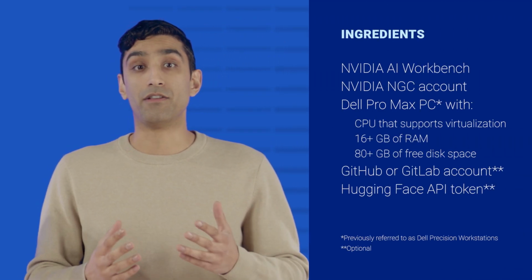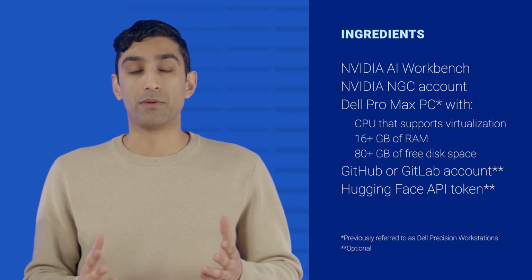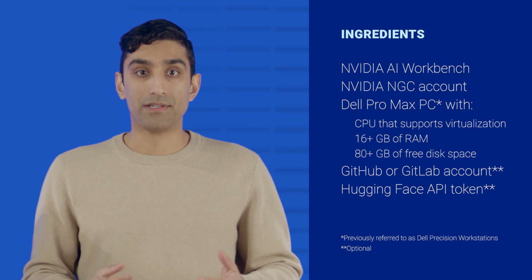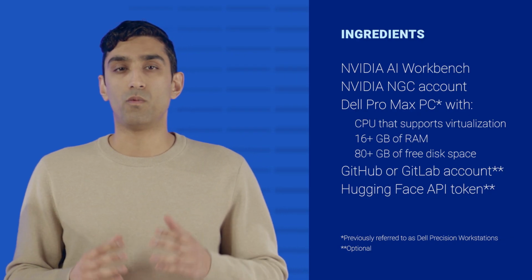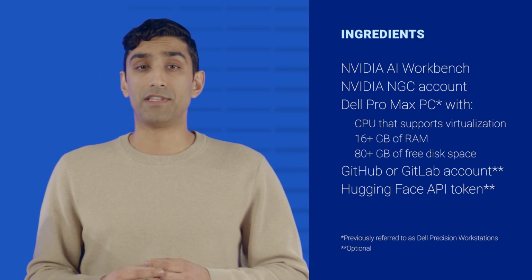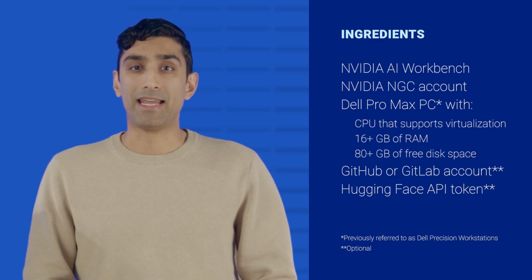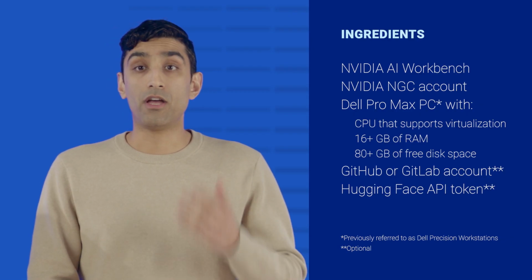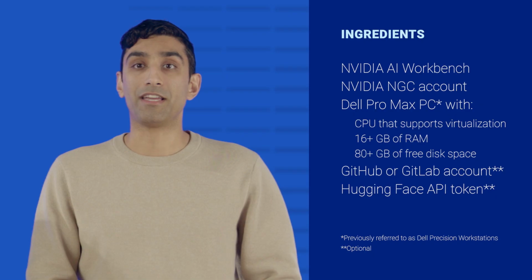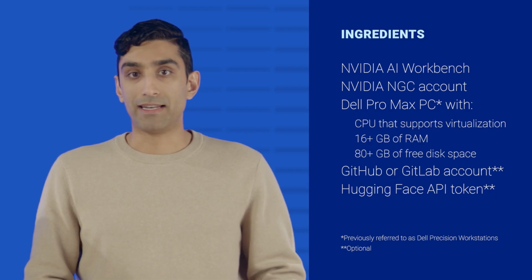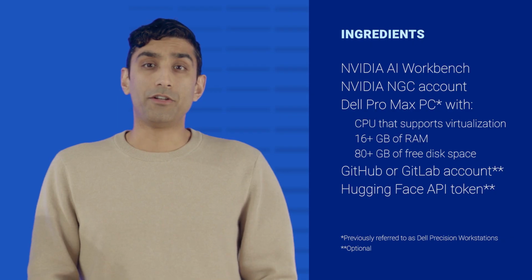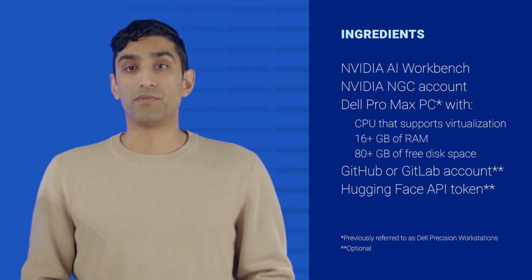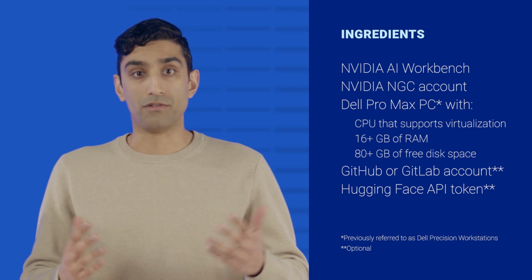But first, let's make sure you've got all the right ingredients to make it happen. You're going to need NVIDIA AI Workbench, which is software you can download for free by visiting the link in this video's description, a free NVIDIA NGC account, and a Dell Pro Max AI PC workstation with the following: a CPU that supports virtualization, at least 16 gigabytes of RAM, and 80 gigabytes of free disk space to accommodate additional data, project files, stuff like that comfortably. You may also want to sign up for a GitHub or GitLab account and a Hugging Face API token to run gated LLMs, but it's not required. So if you're unsure where to find the files or any of the sites I just mentioned, check the description of the video. You'll find some links below.